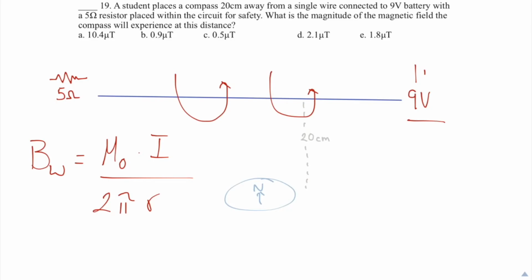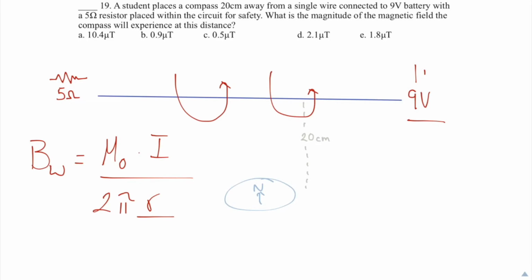So now that we've got this equation, we got to see, well, what do we have? We have the vacuum permeability, that's the constant, and we have the distance, which is our 20 centimeters, but we don't have the current. So now we got to work backwards, and that's what you'll notice in a lot of these questions, is generally you have to work backwards. And so how do we solve for current?